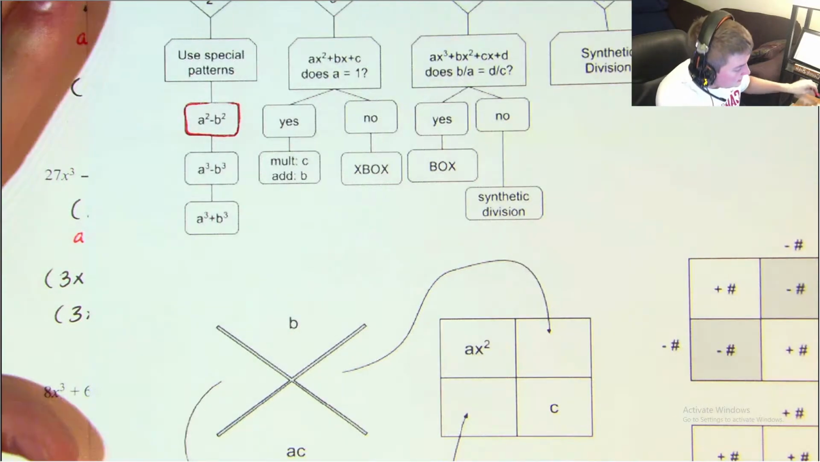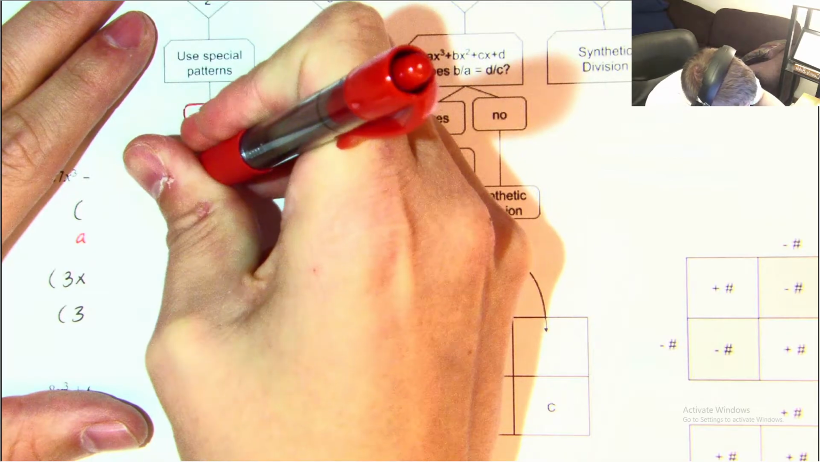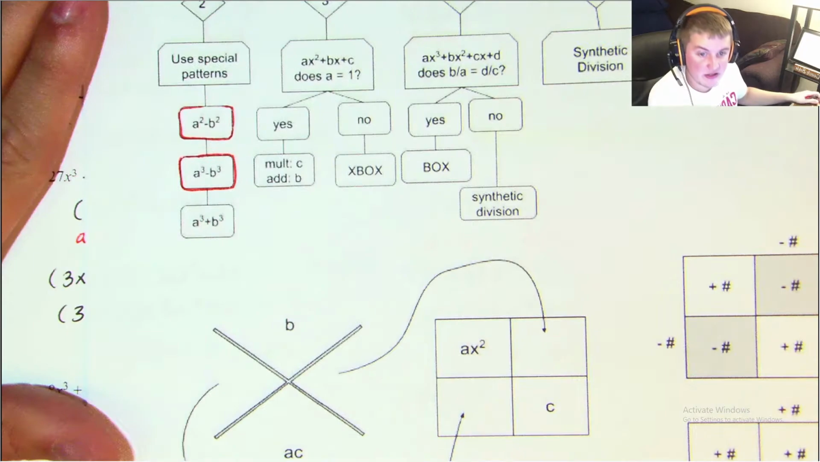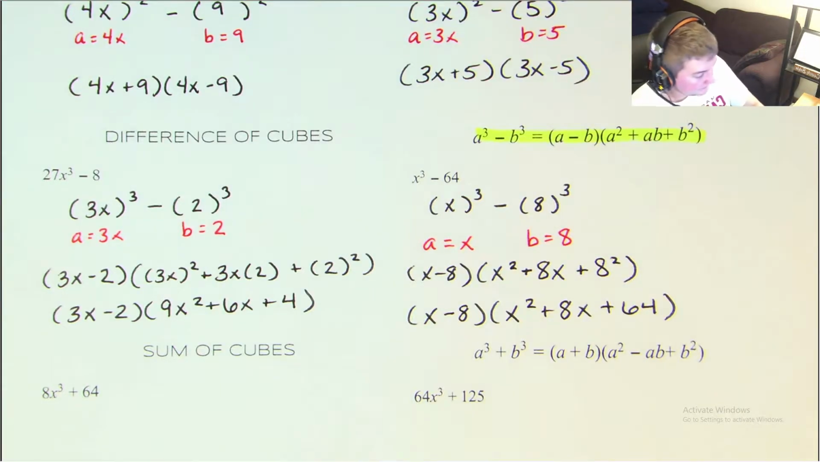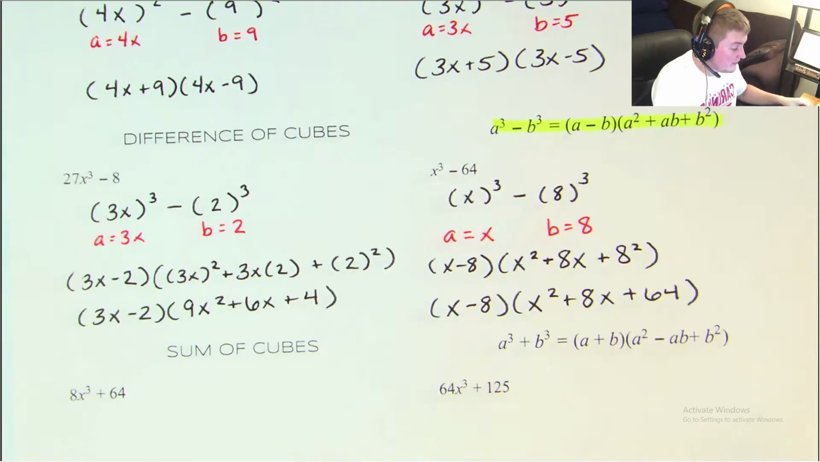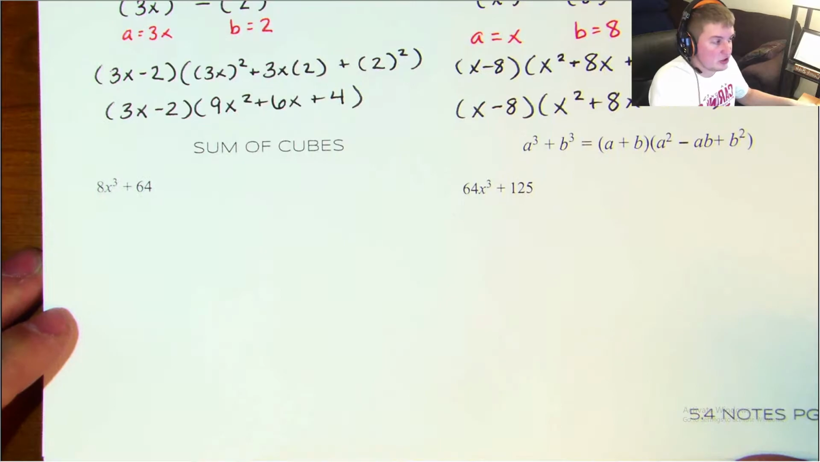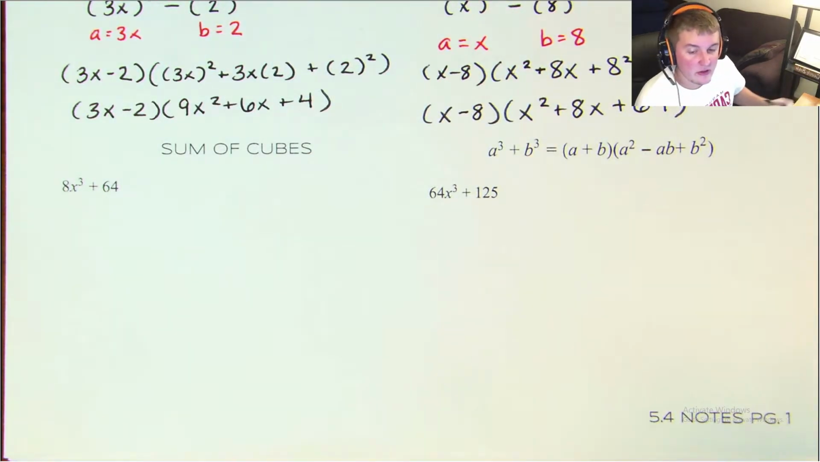So we now have two of our methods over and done with. Lastly, there's a sum of cubes. There is no sum of squares, but there is a sum of cubes. Let me adjust this a bit. There is a sum of cubes, but there's not a sum of squares.